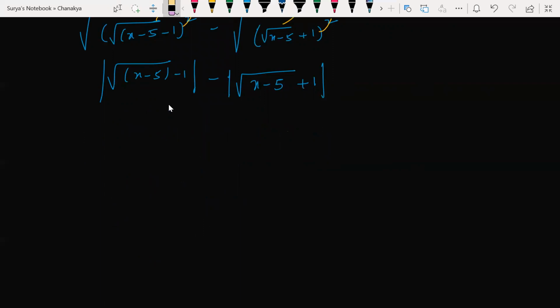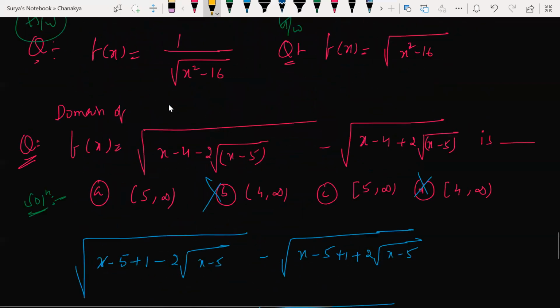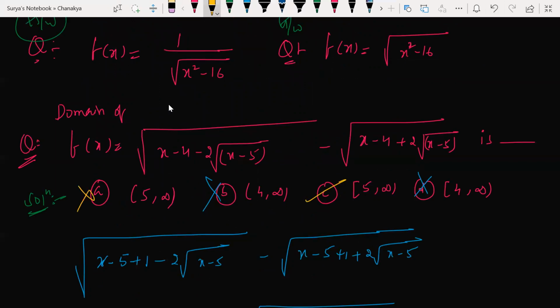We can include 0. If you are not including 5, what happens? If I can include 0 here, so close bracket 5 to infinite, any number I can include. Option C is correct, I think. Option C is correct. Option A is wrong. Okay. Any doubts?